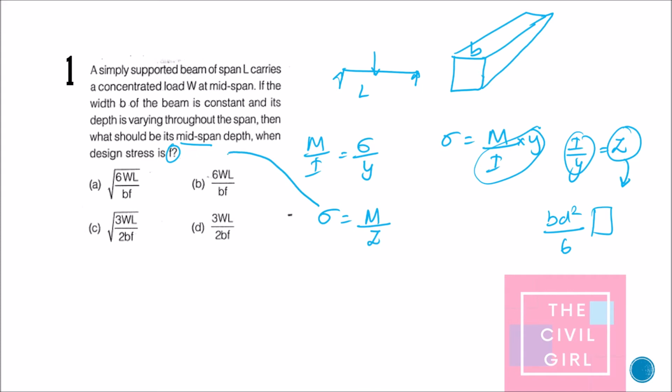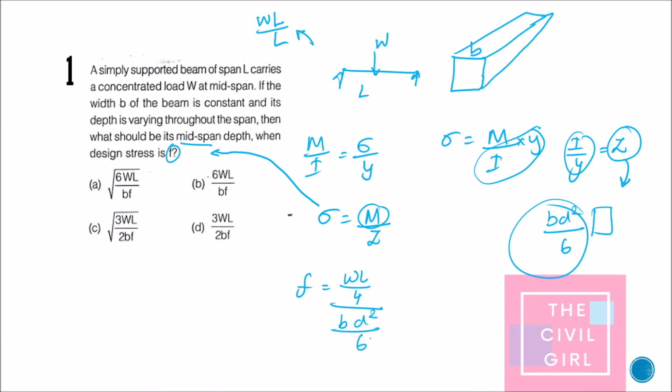So sigma, they have told that it is represented as F. So F is equal to M. What is the M of the given structure? It is subjected to a point load. A simply supported beam subjected to a point load, the maximum moment is WL by 4. WL by 4 divided by our Z, which we have found out already, BD square by 6. So from this I need to find what is my D.